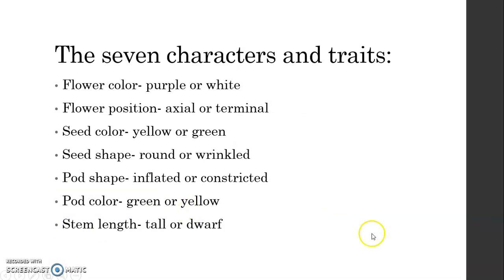Okay, so what were the 7 characters and their traits that Mendel studied? He studied flower color, flower position, seed color, seed shape, pod color, and stem length. I'm not going to sit here and tell you what all of these things are. I think you're smart enough to figure it out. You may not know what flower position is, whether they are axial or terminal. That just means, are the flowers at the top of the plant, which would be terminal, at the very end top of the plant, or are they axial? Do they grow on the sides of the stem? That's what the flower position is. But I think you can figure out the rest of it.